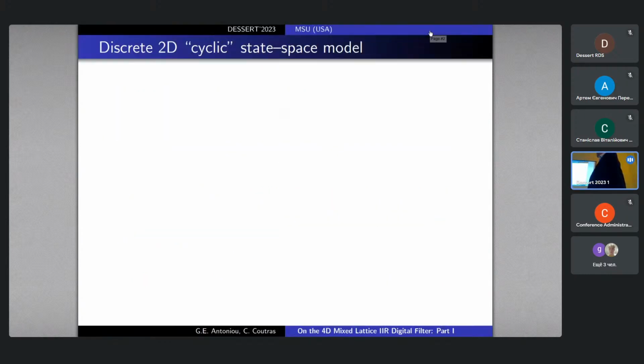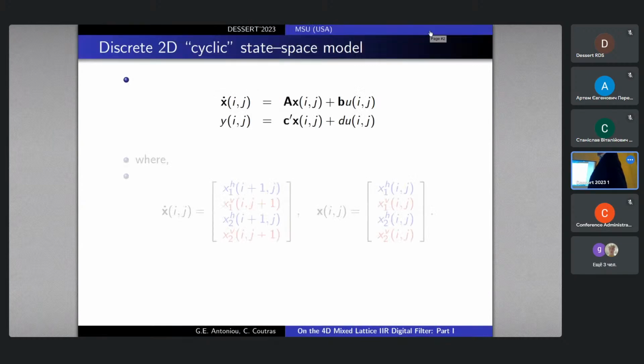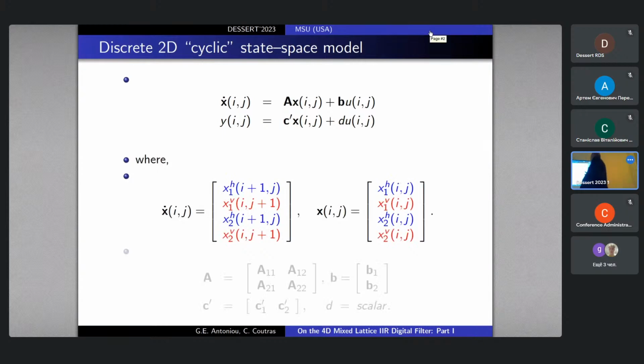Okay, my model is a little bit different. The same idea as the Roesser, but the variables are x1h, x1v, x1h, x1v. So therefore, it is something that interchanges. And why this? Because it allows me to generalize my result.